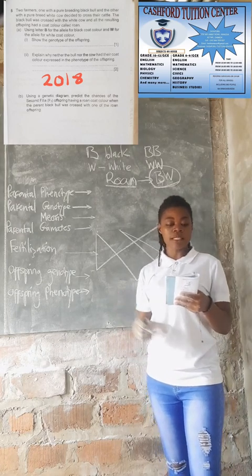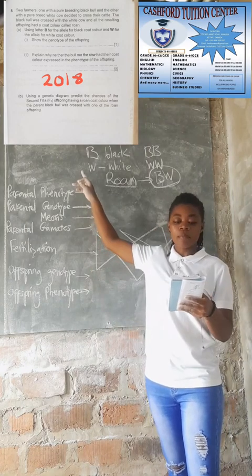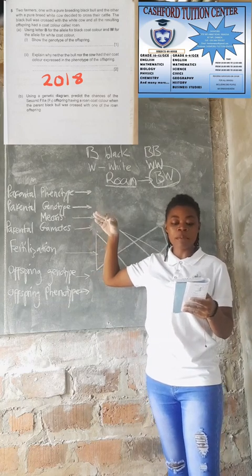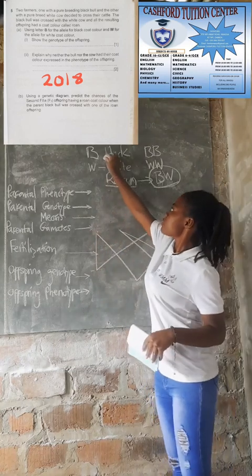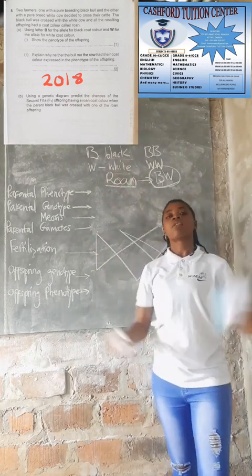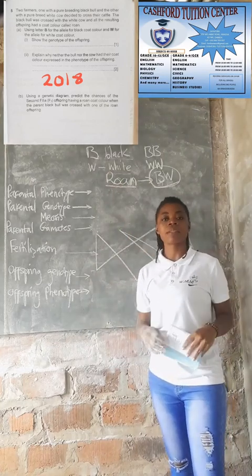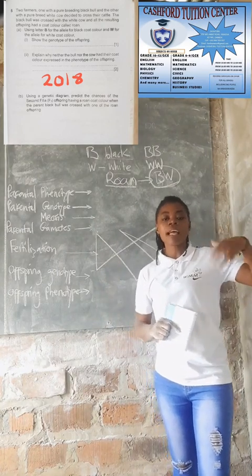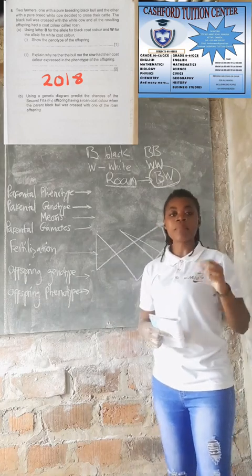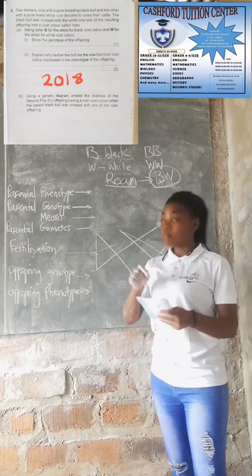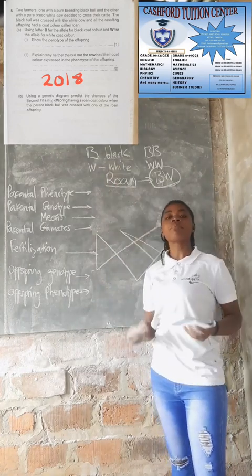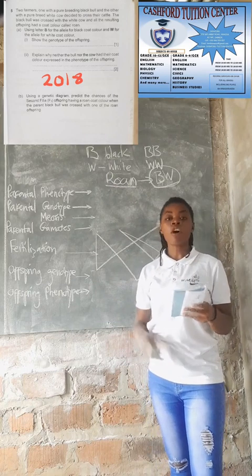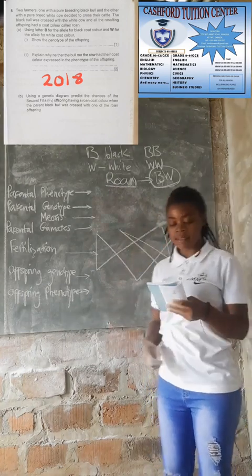Then A2 is saying, explain why neither the bull nor the cow had their coat colors expressed in the phenotype of the offsprings. Why is it that both black and white color were not expressed in phenotype? Why did we come up with roan after the crossing? Now, remember the concept of recessive and dominant, meaning every time a gene is not expressed in phenotype, it means it is recessive. So as a result, both black and white were simply recessive for the skin color, and as a result, they were not expressed in a phenotype. Or you can just say that and the exam is going to mark.